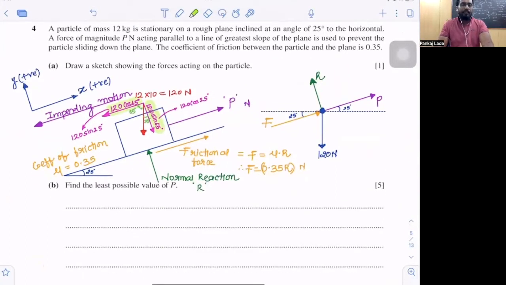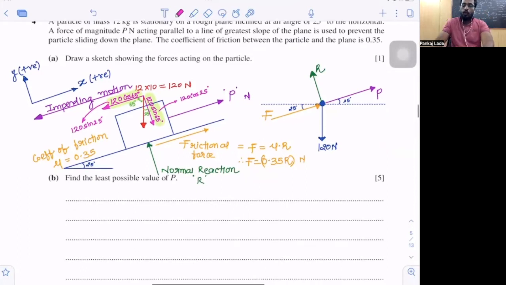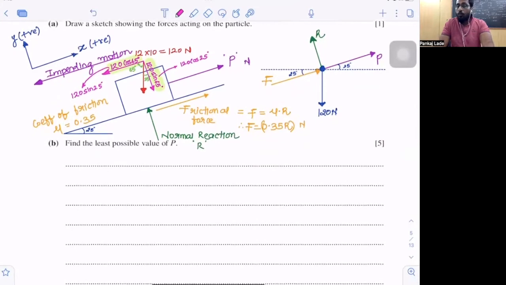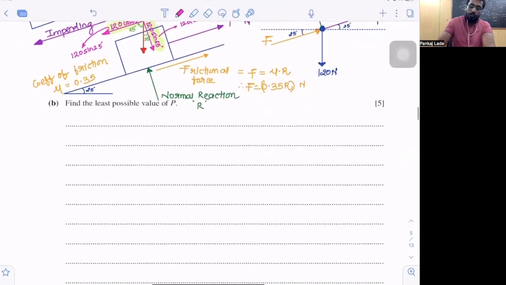Now it's pretty simple. You want to find the value of P. Now see, the system is in equilibrium. The system is not in motion, it is stationary. If the system is in equilibrium, none of the bodies are moving over here. P is holding the block from going in the downward direction. So the resultant must be equal to 0. So the system is in equilibrium.